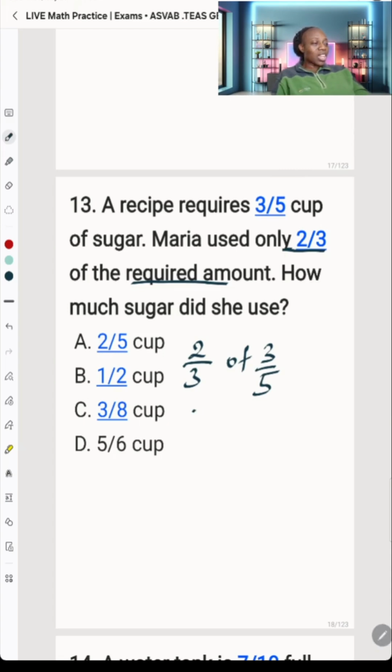So we just change it to 2/3 multiplied by 3/5. Then here, what are we having? 3 will divide 3. And what is our answer? 2 divided by 5. And our answer is A.